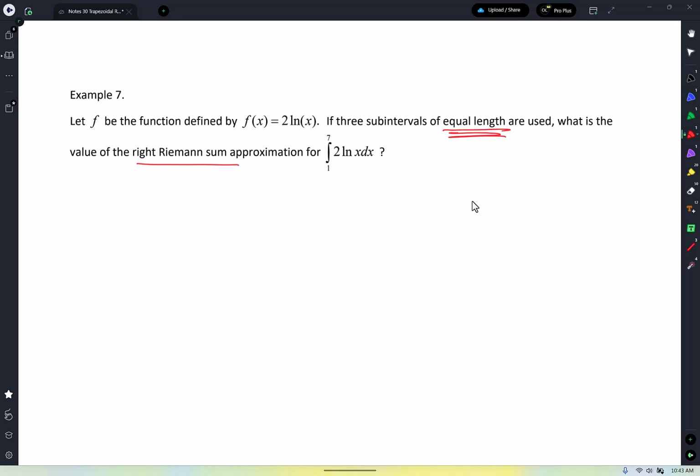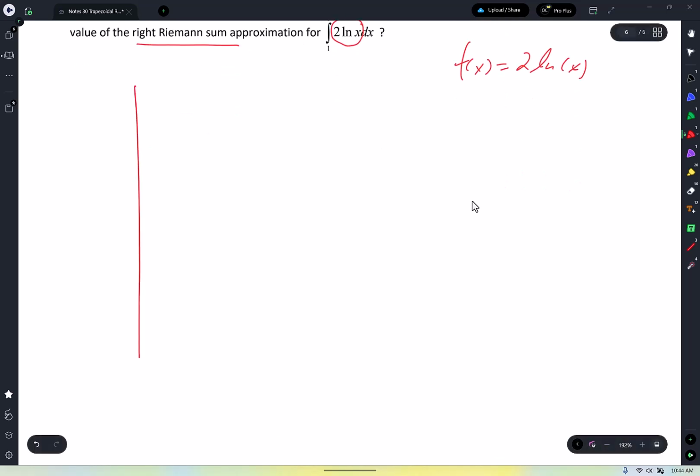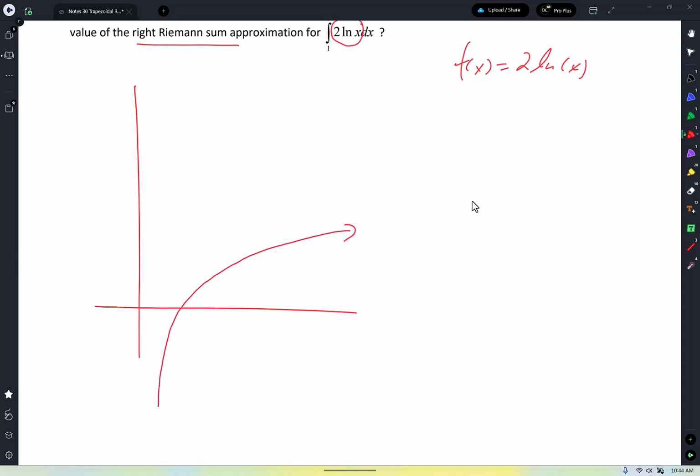Maybe I might do a visual for this one. Does everyone know how 2 ln of x looks like? No? Okay. 2 ln of x has a vertical asymptote on the y-axis at x equals 0. And it looks like this. Where it goes through the point 1, 0.